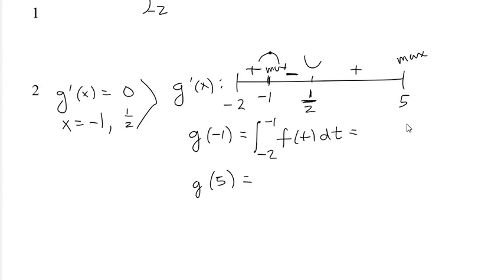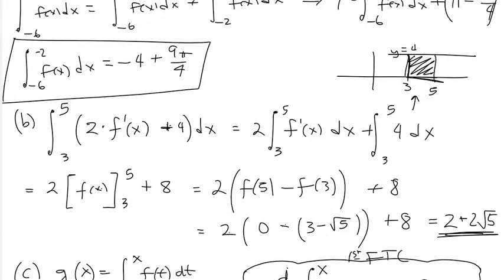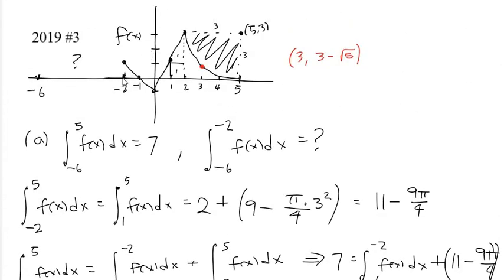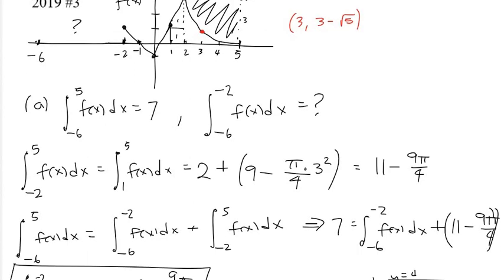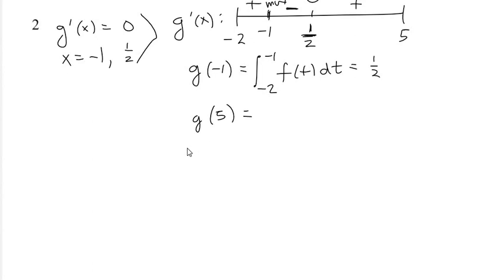And how do we work out this integral? Well, we've got to go back up here to the diagram and see what you get when you integrate from -2 to -1. You get this little triangle that's got half a unit of area. So the value of g of -1 is a half.